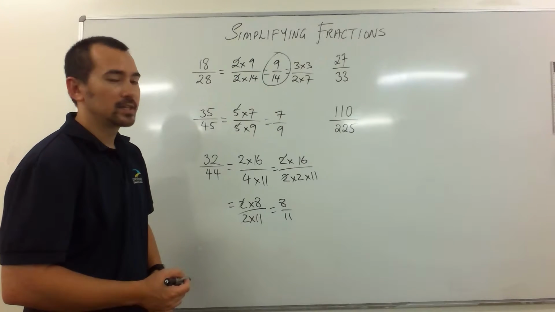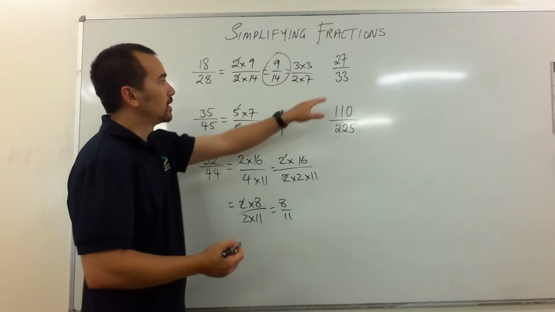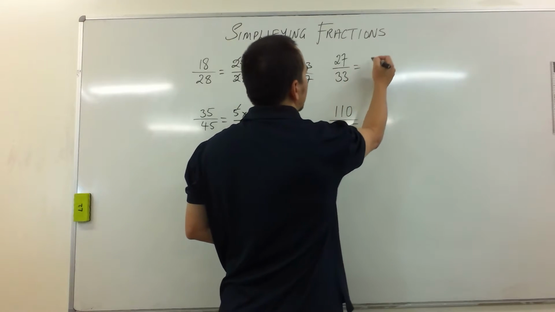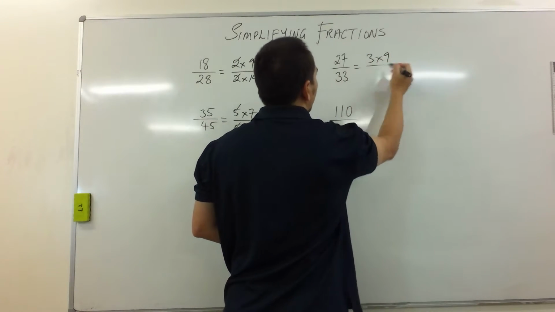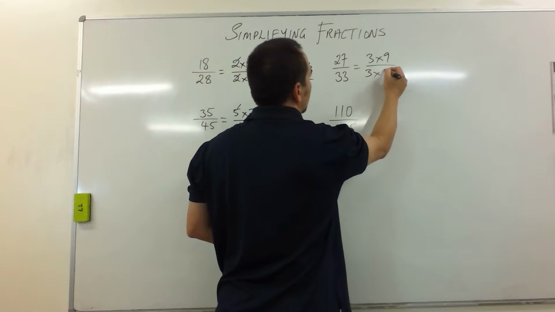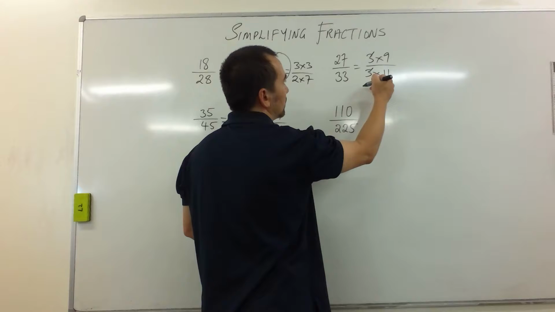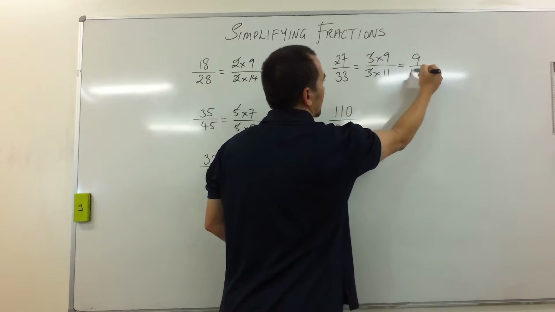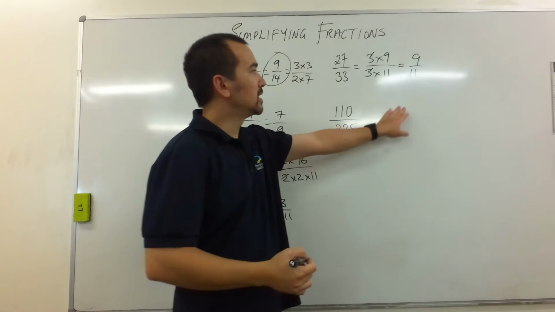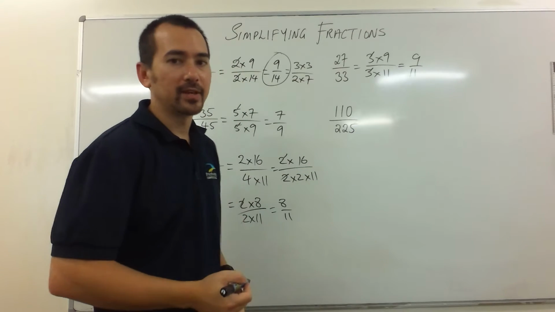Okay, let's go a little harder. 27 is the same as 3 times 9, and 33 is the same as 3 times 11. The 3's will cancel, and we're left with 9 over 11. 11 is a prime number. We know we can't simplify this any further.